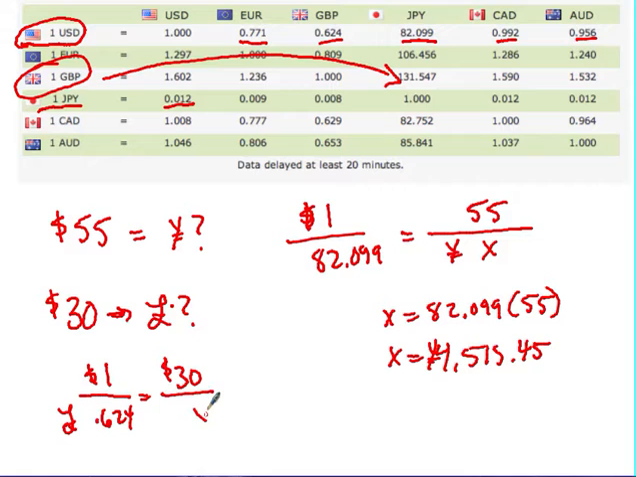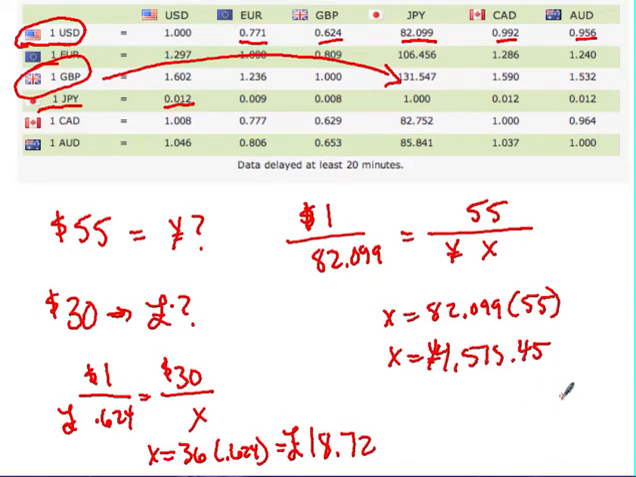And so again, we can cross multiply. That'd be x equals 30 times 0.624. And so you would need 18.72 pounds to get this birdhouse. All right, let's just try one more, and then we'll be done.